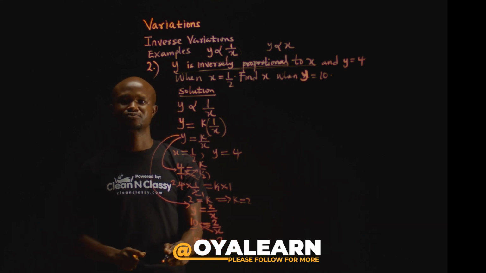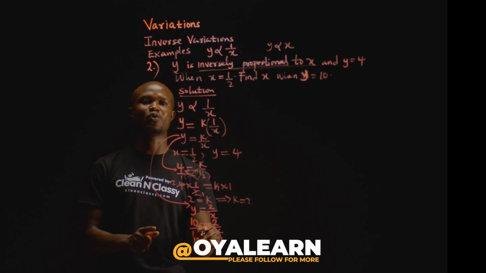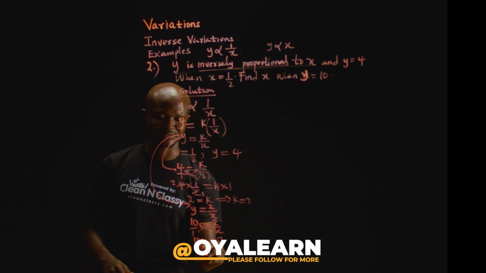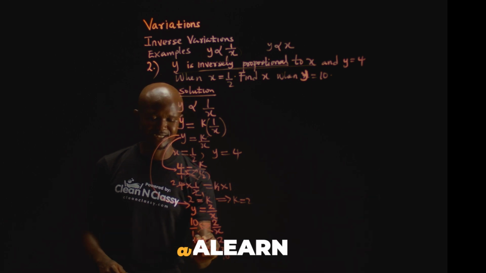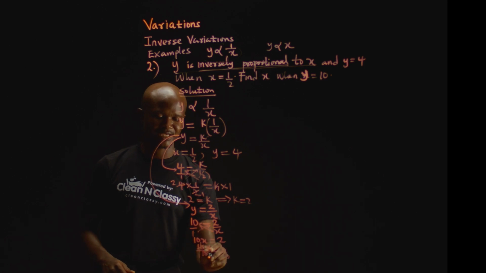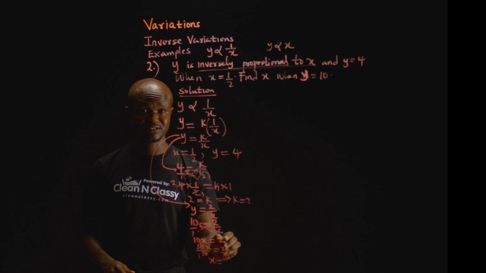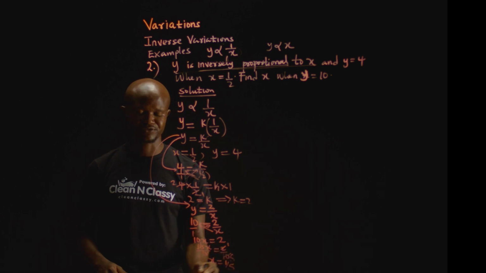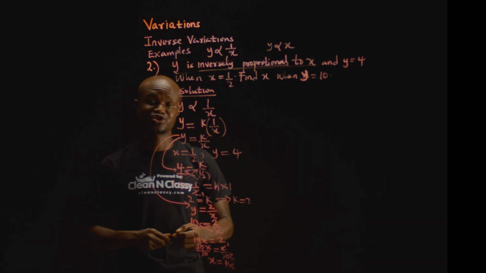which is 2. So for us to find x from here, we divide both sides by 10. Then x equals... We can reduce this: 2 here, 1, 10 here, 5. x equals 1 over 5. That is the solution to the problem.